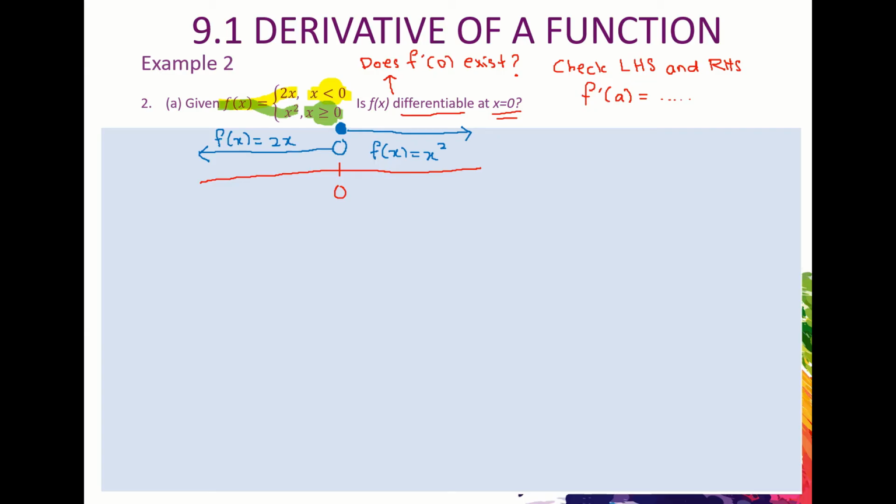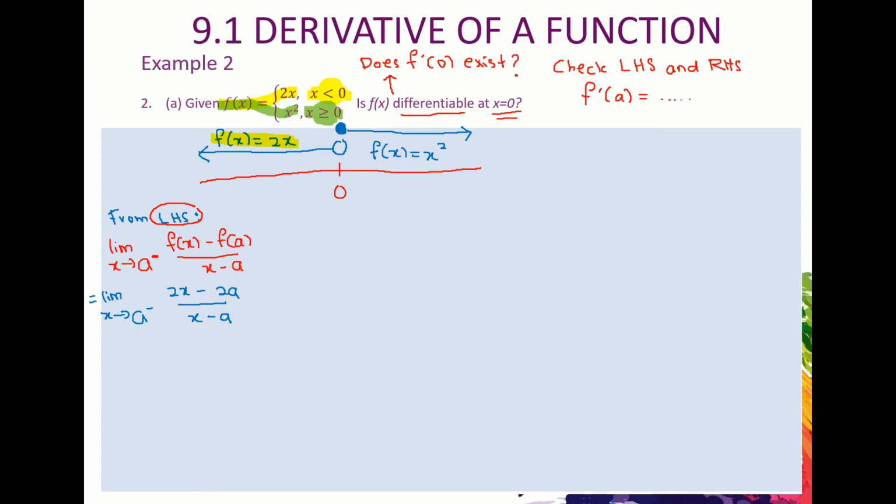So let's check. Let's check from left hand side first. Okay, so the formula is limit x approaches a, f(x) minus f(a) divided by x minus a. Since this is from left hand side, we're going to put a negative sign here. And as you can see, when it is from left hand side, our function is 2x. So substitute 2x into our equation. So we will have limit x approaches a minus, 2x minus 2a divided by x minus a.